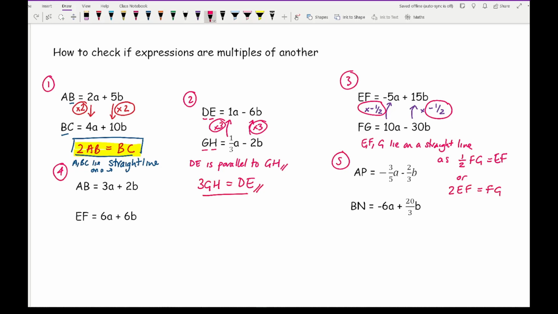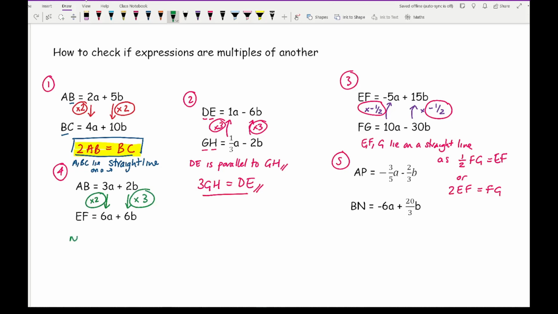So then moving on to question 4. Looking at this, going from AB we've got multiplied by 2, but here we're multiplying by 3. So you can see here that these numbers are not the same, so therefore they're just random points.